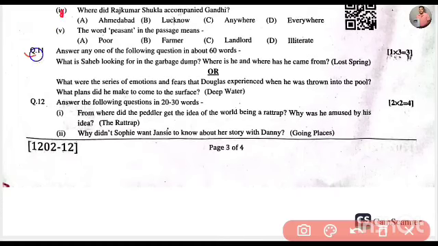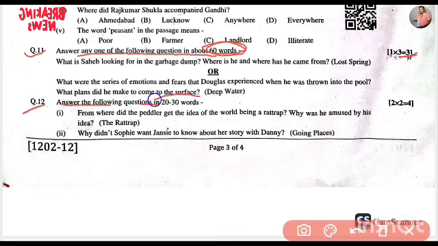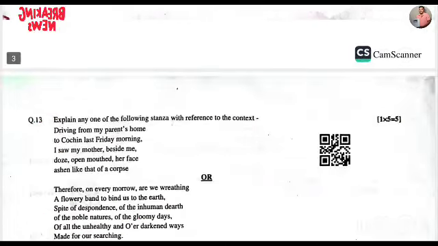After that, question number 11 is a question from your book. In this, answer any of the following questions in about 60 words. There is a question of 3 marks and you have to answer 1 question. Question number 12 is, answer the following question. You have to answer within 20 to 30 words. How many questions do you have to answer? Look here, there are 2 questions. You have to answer both the questions. They are of 4 marks. This question is of 2 marks.